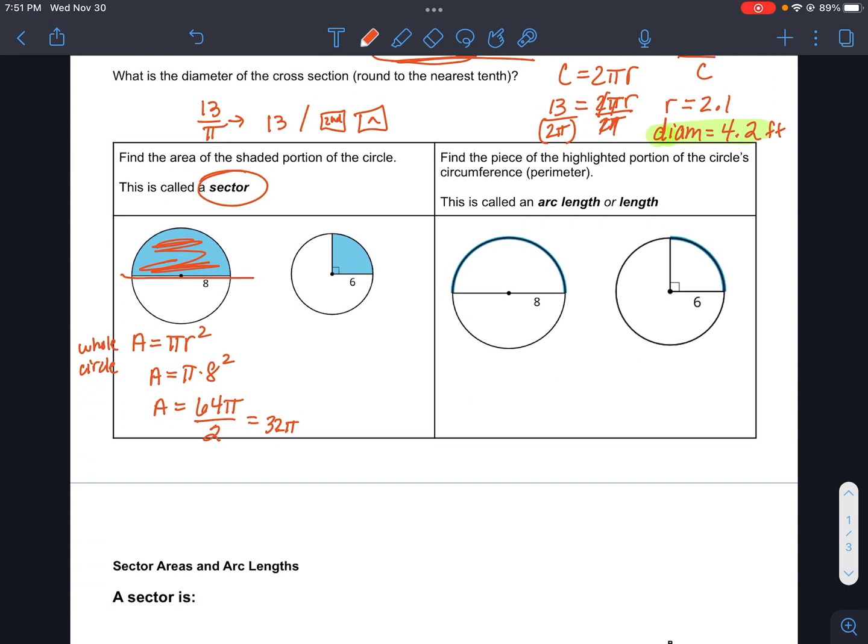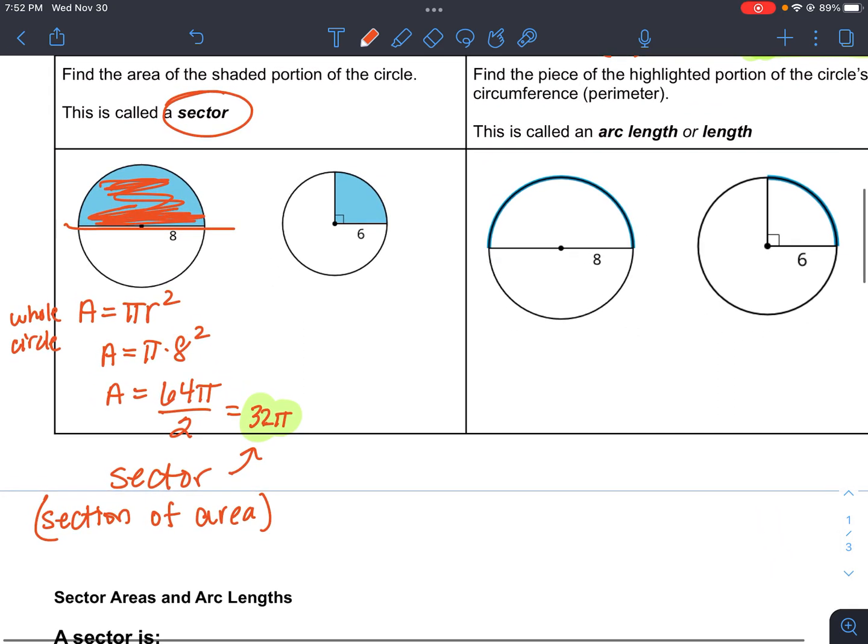All right. So if I'm looking for half of a circle, I could do the whole circle and divide by 2. And when you do this, this is referred to as a sector, a section of it. A sector is a section of the area. And as you're looking at the next one, I'm sure you can absolutely do that. Go ahead and do the sector of this one.